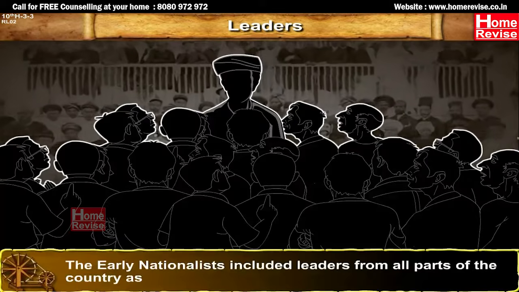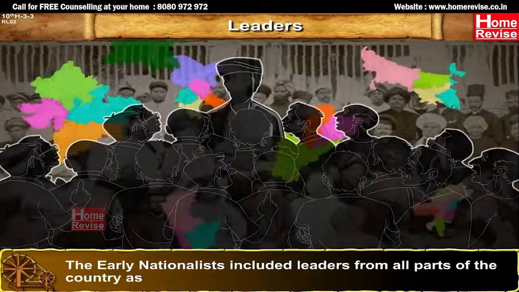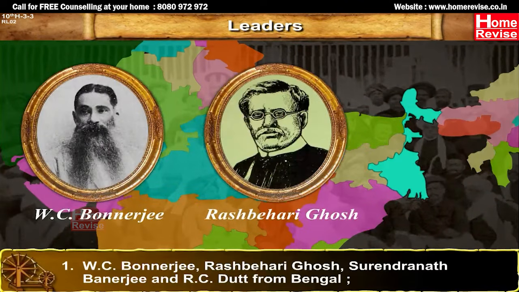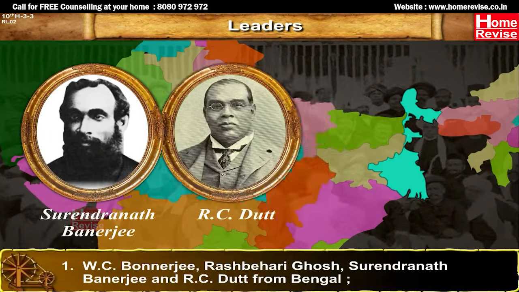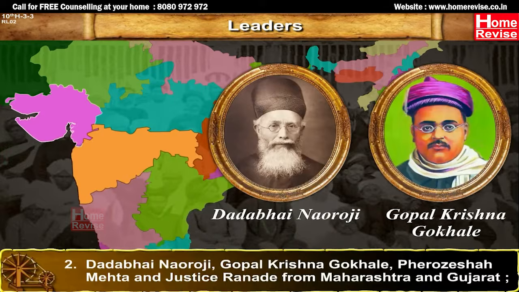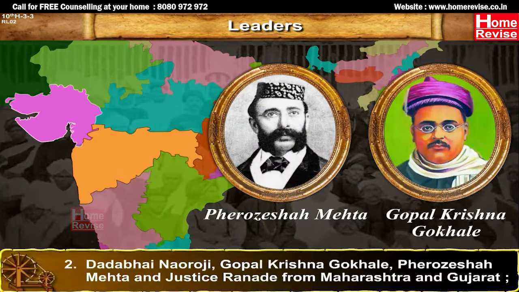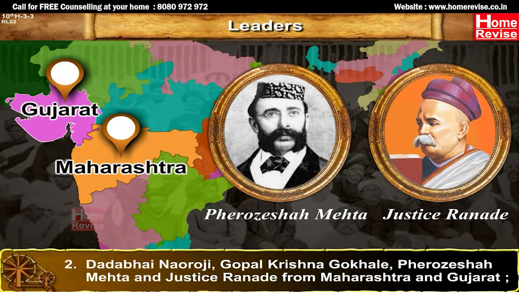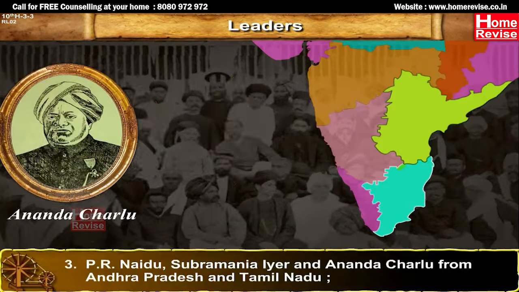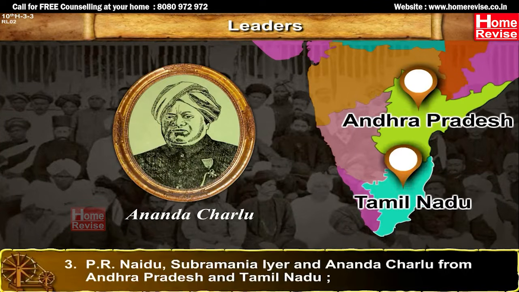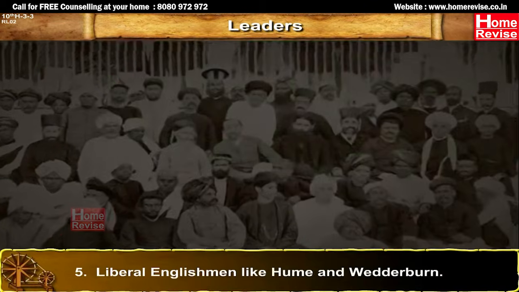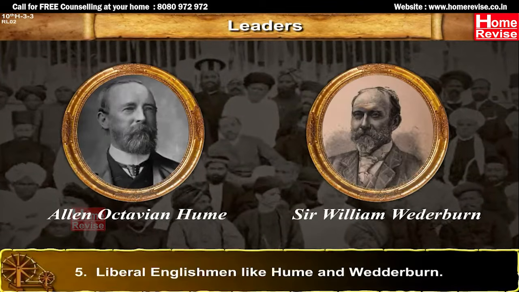Leaders. The early nationalists included leaders from all parts of the country. 1. W.C. Banerjee, Rasbihari Ghosh, Surendranath Banerjee, and R.C. Dutt from Bengal. 2. Dadabhai Naoroji, Gopal Krishna Gokhale, Firoz Shah Mehta, and Justice Ranade from Maharashtra and Gujarat. 3. P.R. Naidu, Subramanya Iyer, and Ananda Charlu from Andhra Pradesh and Tamil Nadu. 4. Pandit Madan Mohan Malviya from Uttar Pradesh. 5. Liberal Englishmen like Hume and Wedderburn.